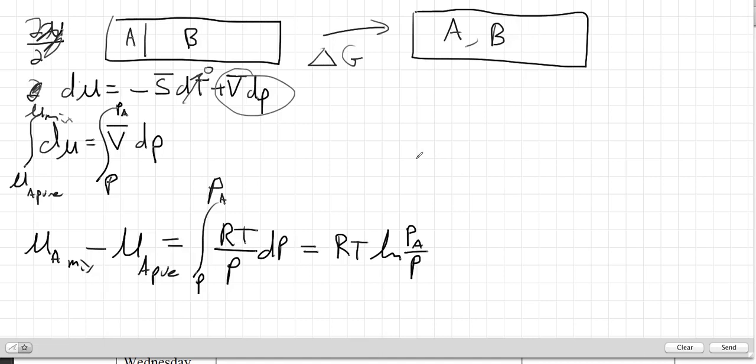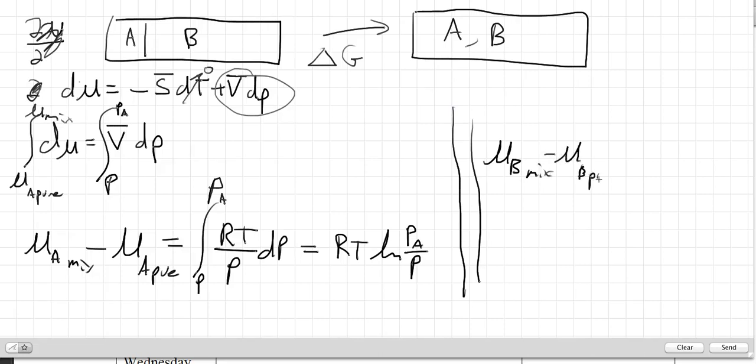And we can write a similar thing for component B. Without doing all the math, we'll just write it by analogy that the chemical potential of B mixed minus the chemical potential of B pure is the same thing. It's just RT log of the new partial pressure of gas B over the original pressure P. Okay, so let's go ahead and combine this with what we had on the previous page.